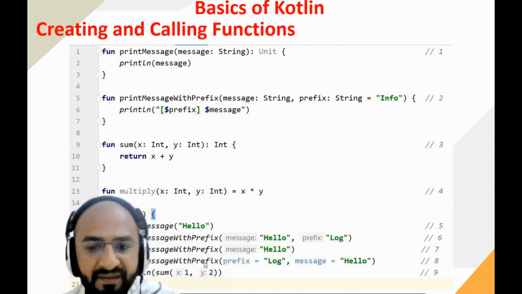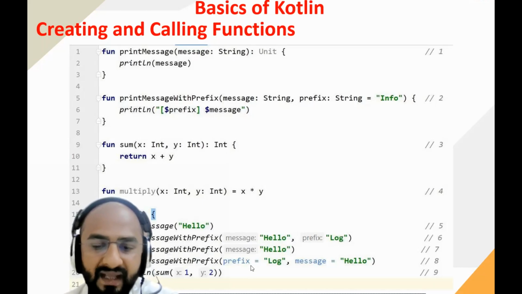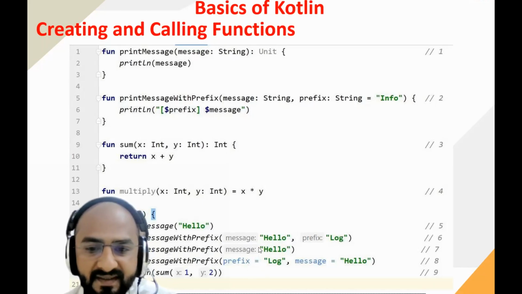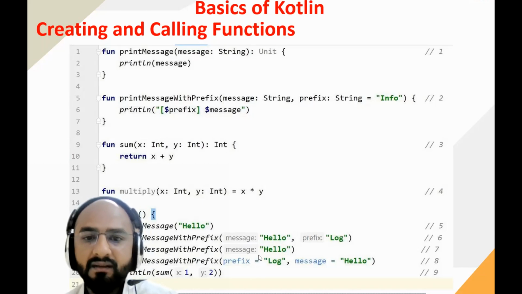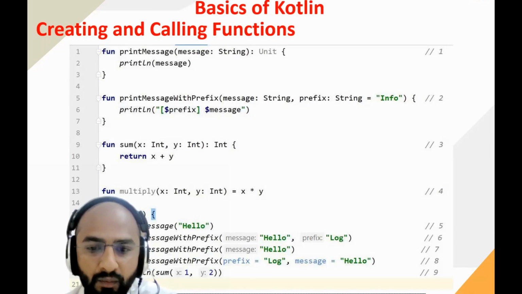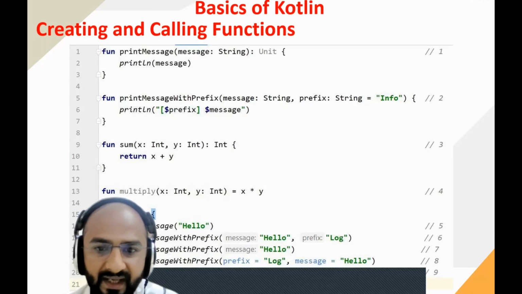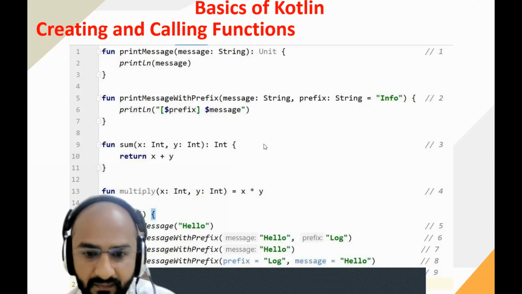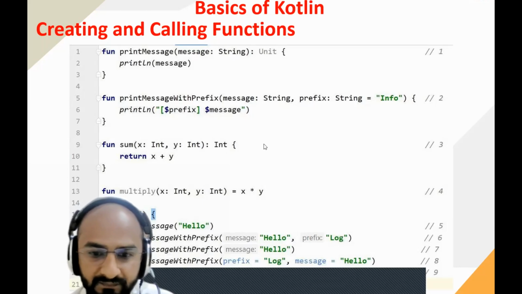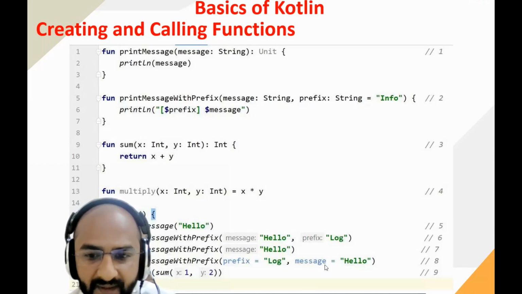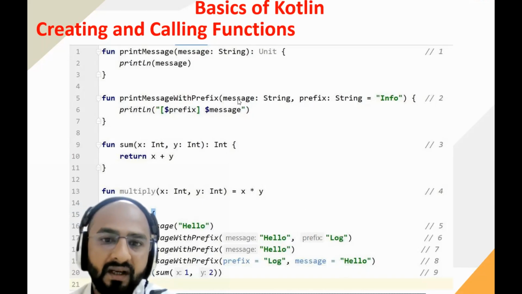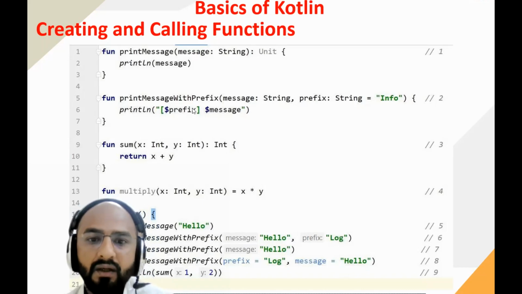Say for example, now I want to call with the prefix before the message. So I have called prefix first and message second: prefix equal to log and message equal to hello. So log goes to the prefix and hello goes to the message variable, and this will be printed as log hello.